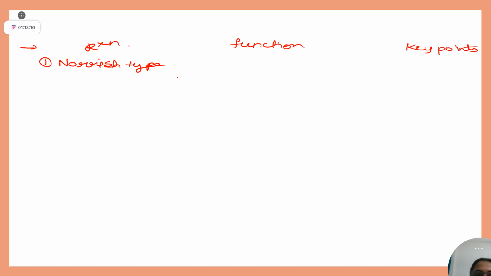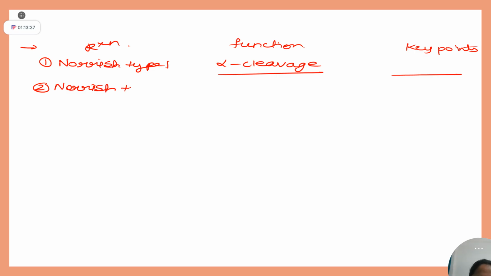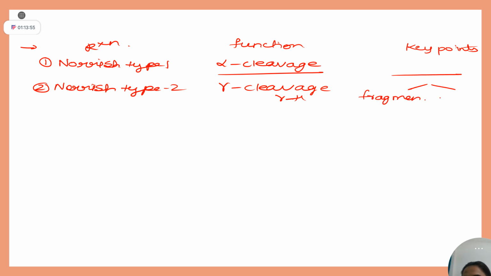If I talk about Norrish type 1, the function is alpha cleavage. You very well know what alpha cleavage is. In alpha cleavage, only two possibilities are there. Radicals will form, CO will liberate, and those two radicals will combine. So nothing key in that. After that we covered Norrish type 2. It takes gamma cleavage, which means it takes the gamma hydrogen. It can form two products, one is the fragmentation product, and one is the cyclobutanol type product. Yes or no?